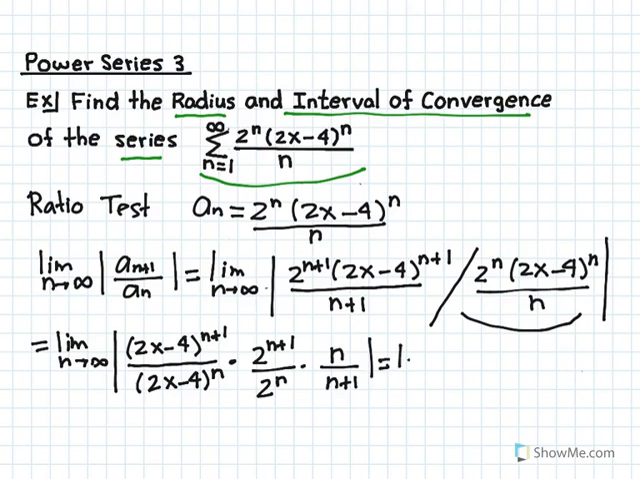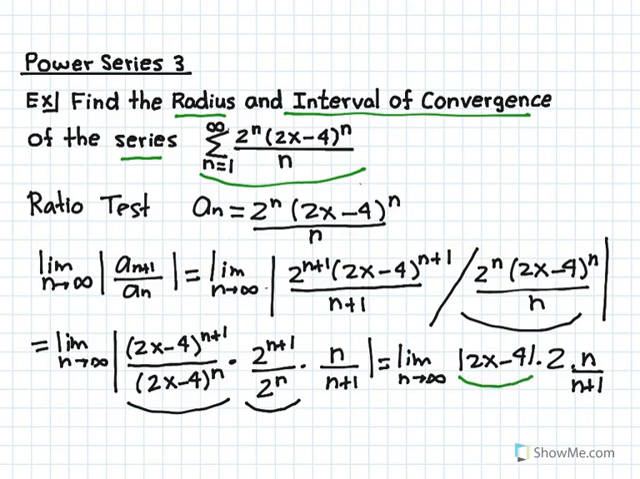Simplifying this further, we get the limit as n approaches infinity of the absolute value of 2x minus 4, times 2. We have the same base, so we subtract off the exponents. We get 2 to the power of n plus 1 minus n, which is 2 to the power of 1, times n divided by n plus 1. We only put the absolute value on the term 2x minus 4 because that's the only thing that can potentially be negative. This part is always positive.